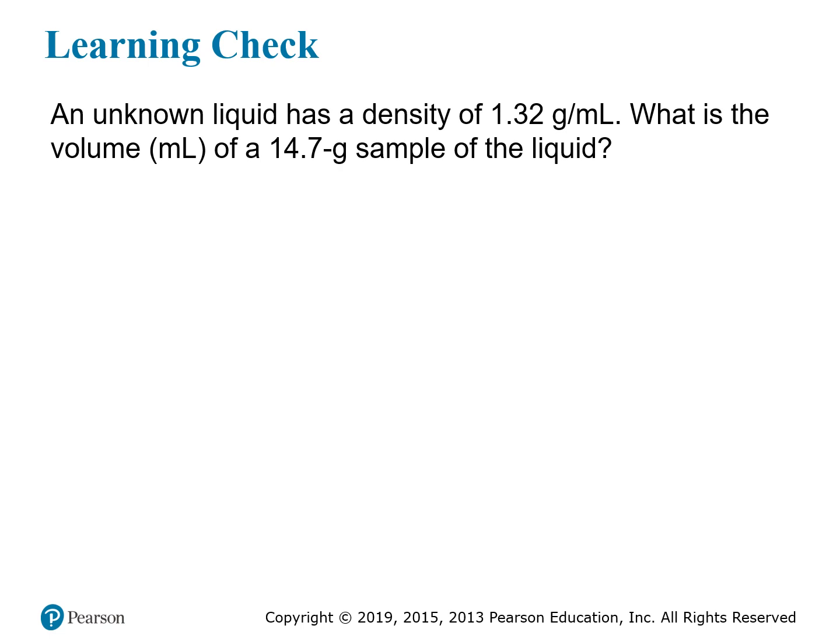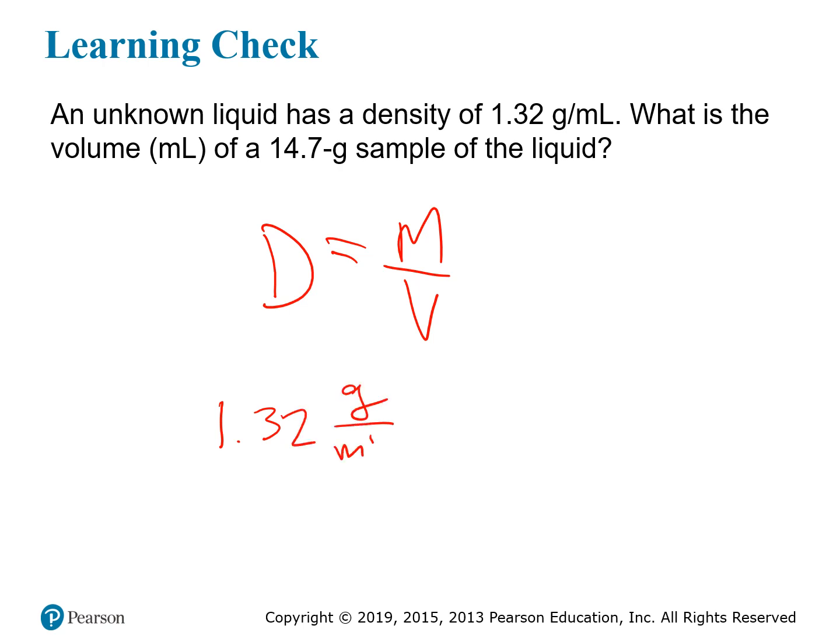Here I have another question, right? An unknown liquid has a density of 1.32 grams per milliliter. What is the volume in milliliters of a 14.7 gram sample of the liquid? So again, there are 2 ways to do this. We can take density equals mass over volume and just plug our numbers in, right? So the density is 1.32 grams per milliliter, and that equals the mass, which is 14.7 grams, divided by the volume, which is what we're trying to find.